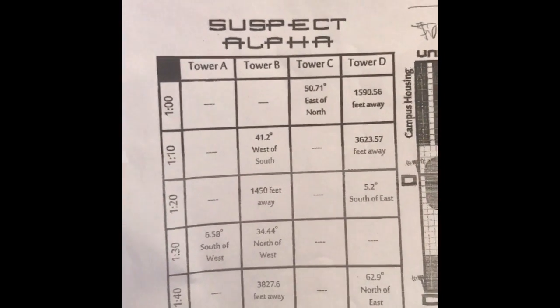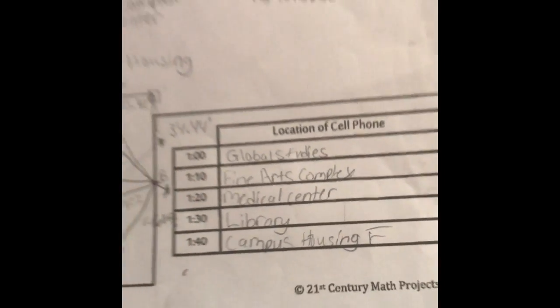So at 1 a.m., suspect Alpha was at Global Studies. At 1:10 a.m., he was at the Fine Arts Complex. At 1:20 a.m., he was at the Medical Center. At 1:30 a.m., he was at the library. And at 1:40 a.m., he was at Campus Housing F. So suspect Alpha could not be the thief.